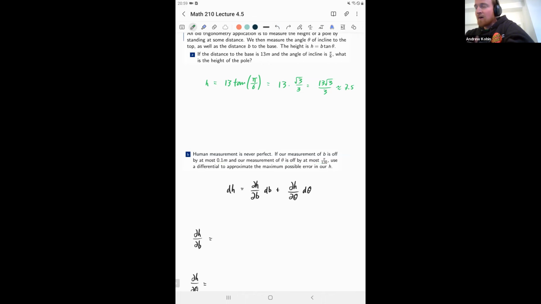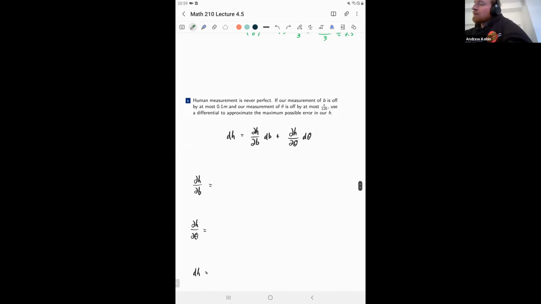But in any case, if we allow our measurements of the base of our triangle and the angle in the triangle that's formed by where we're standing and the top of the pole to have a little bit of error, we can actually say how close to 7.5 we actually are, or rather, how far away from 7.5 the actual value could be. So the way that we do this is by computing the differential. Here, our function h is a function of b and theta, the base and the angle of the triangle. So our differential for h can be written dh is equal to the partial of h with respect to b times db, plus the partial of h with respect to theta times d theta.